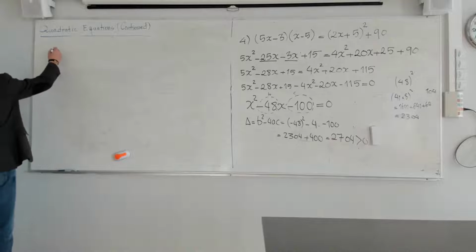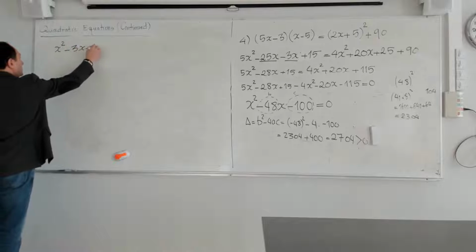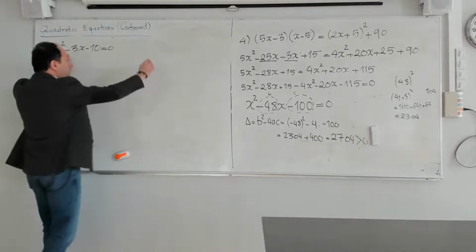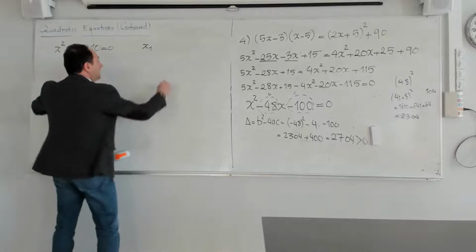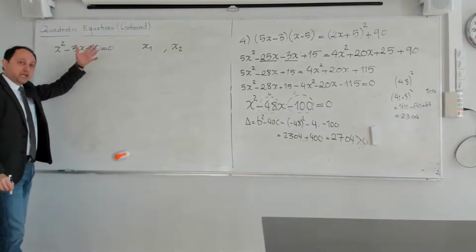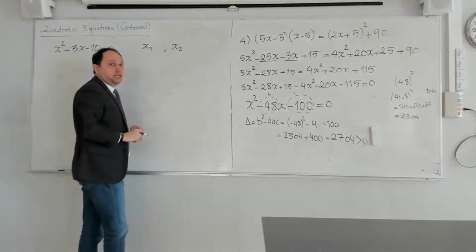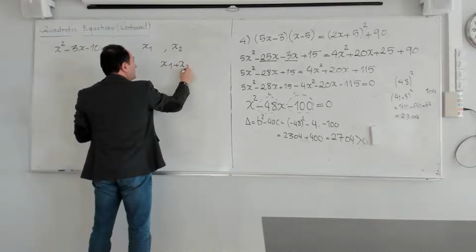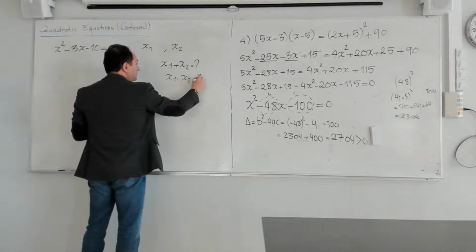For example, assume that I give you this equation, x squared minus 3x minus 10 equals to 0. Okay? And I tell you that, okay, x1 is one root, x2 is another root. Assume that x1 and x2 are the roots after that long process of solving. And then I am not interested in these two individually. I am asking this question. What is x1 plus x2? What is x1 multiplied by x2?